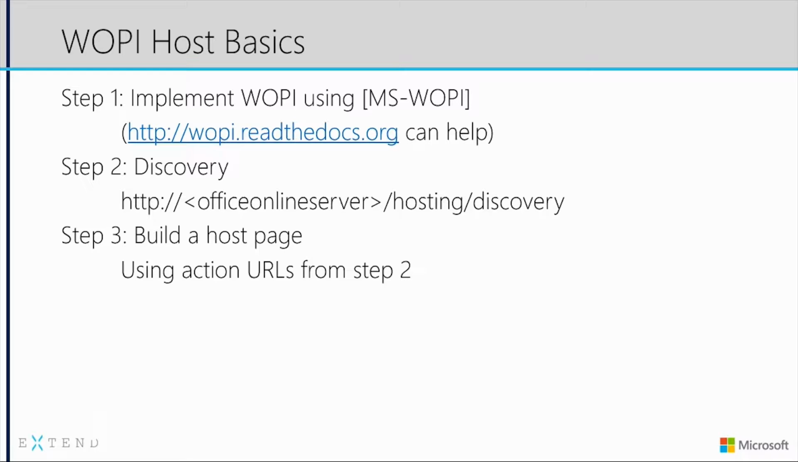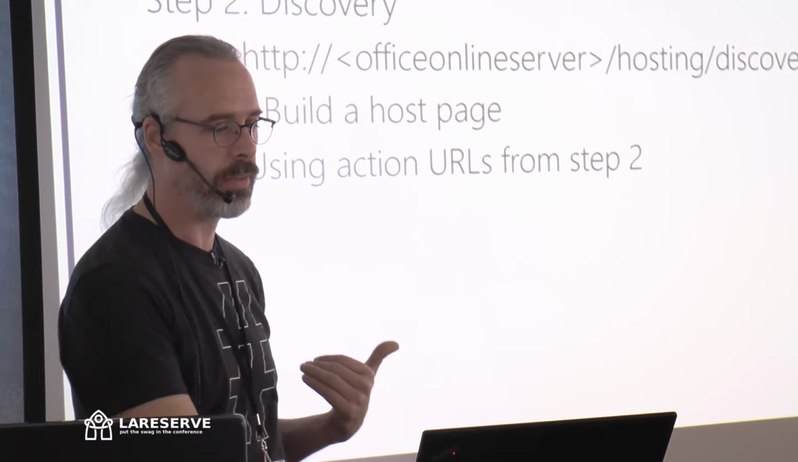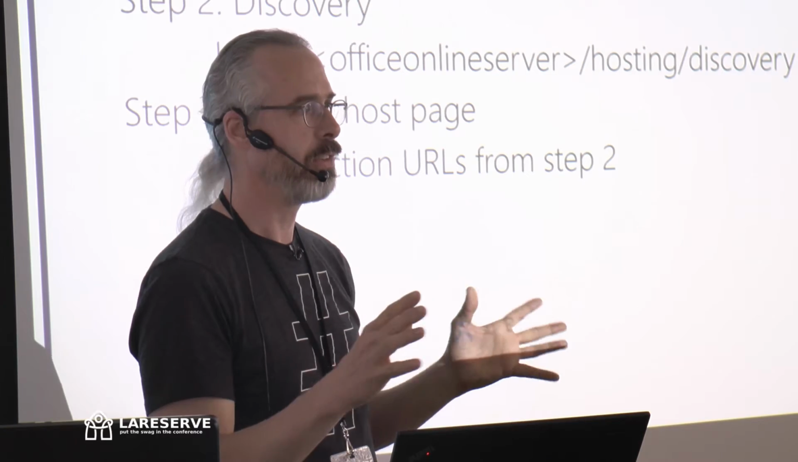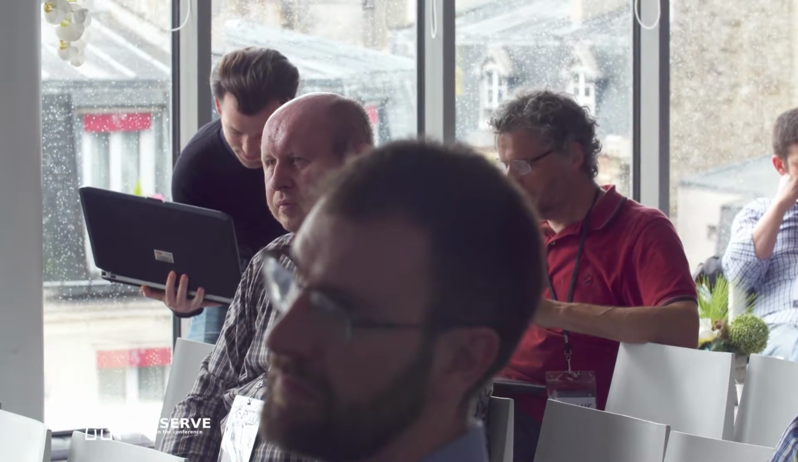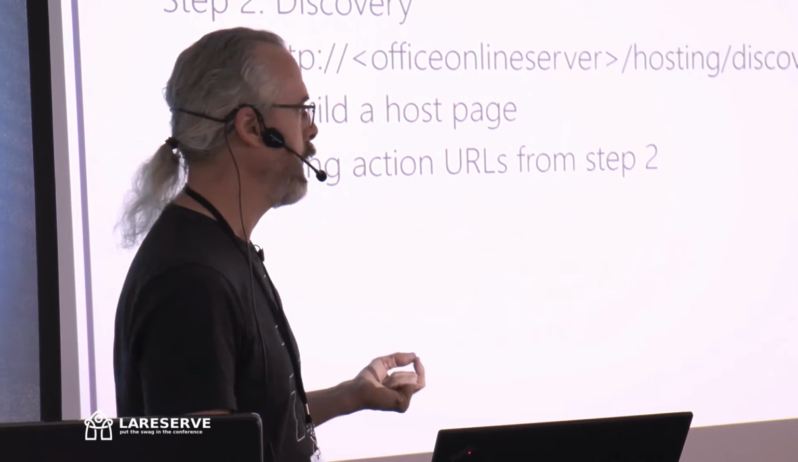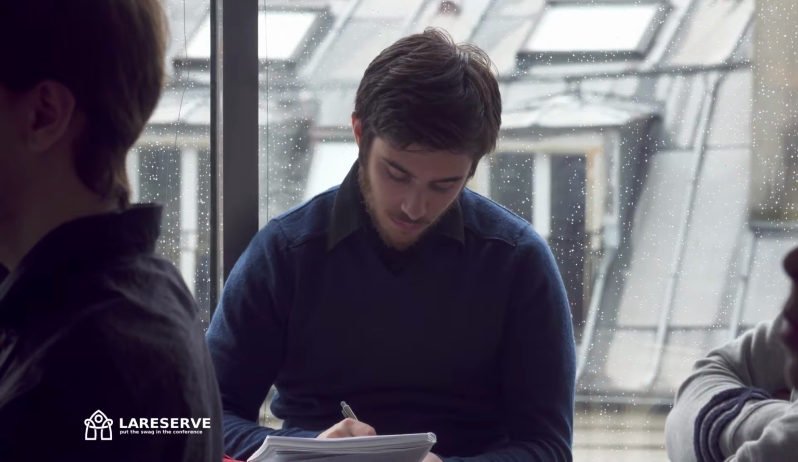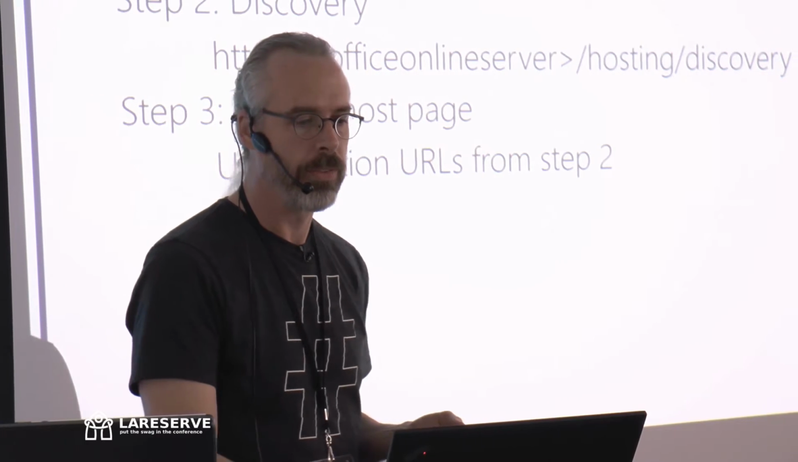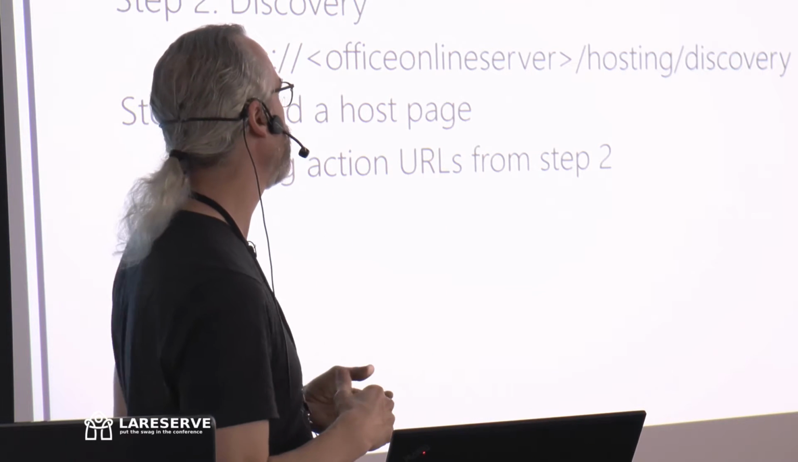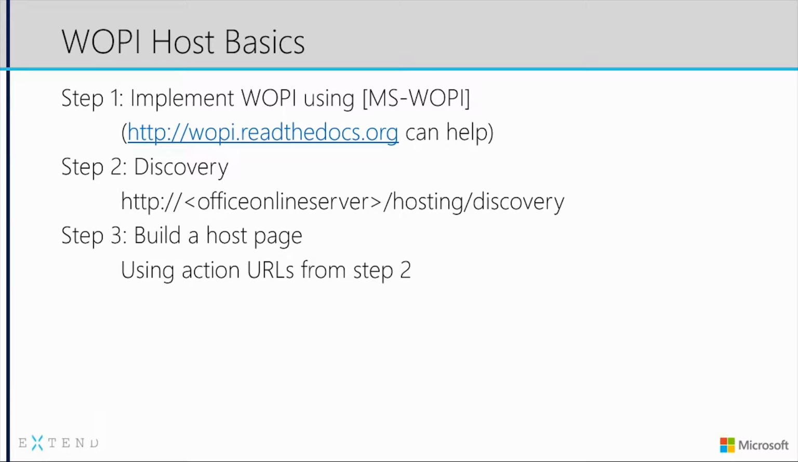Use the discovery XML, the discovery JSON that comes back from the Office Online server. This describes all the actions that the Office Online server can take once embedded into your browser. And then build the host page, which is the thing that has the frame, and that frame is going to host the Office Online web apps. So these are the three basic steps you need to accomplish, and these are covered on the readthedocs.org reference site.